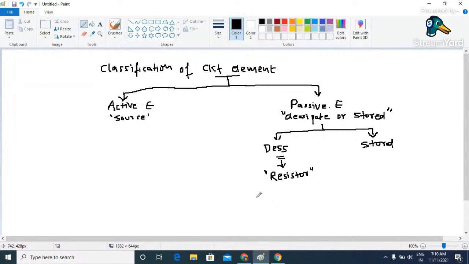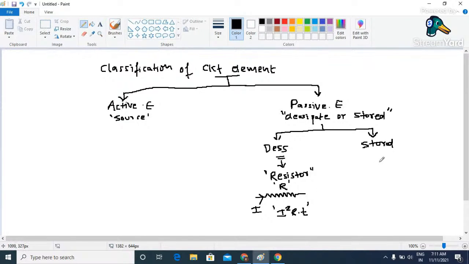That means if you have a resistor indicated by this particular symbol, let capital R indicate the resistance of this resistor, and to this resistor if we pass a finite value of current, then according to Joule's effect, which is I square R into T, this resistor dissipates electrical energy into heat energy. So this is very important.